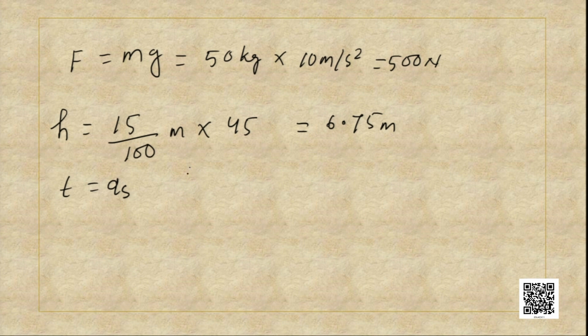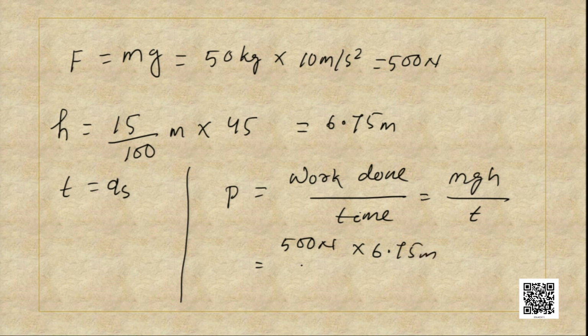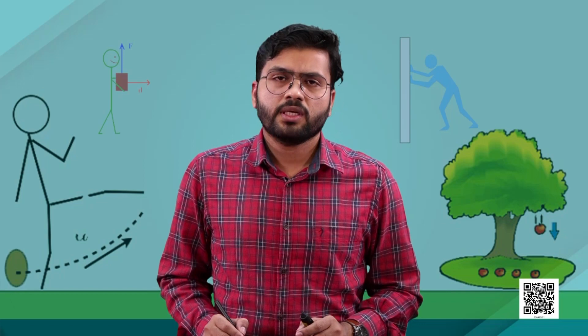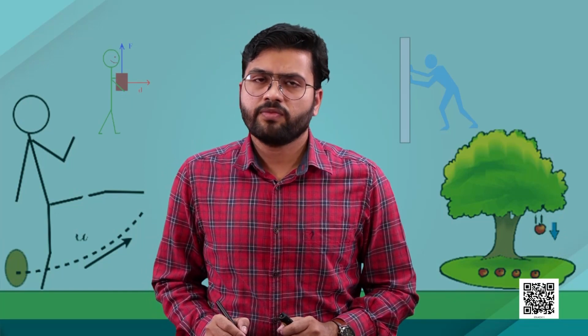Now as you know, power is equal to work done divided by the time. So work done is equal to mgh, time is t. Work done will be mg, which we have already calculated, it's 500 Newton, multiplied by the height 6.75 meter, divided by the time 9 second, and if you solve it, the answer that you will get is nothing but 375 watt. So the power of that boy to climb steps of 6.75 meter height will be 375 watt.